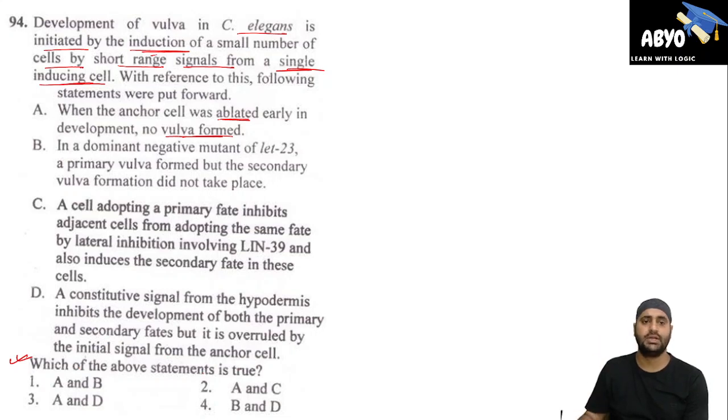That means more than one statement is considered to be true. Okay, so this is true for sure. Accordingly, option 4 cannot be considered because it doesn't have statement A.